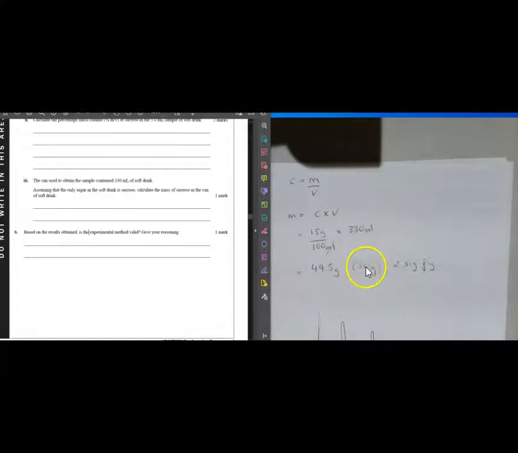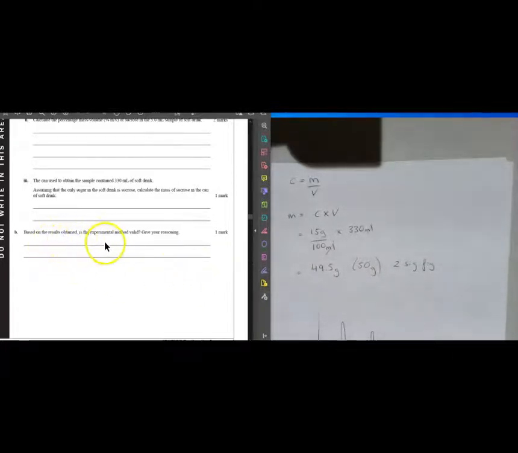The answer really should be in significant figures, I should say, not decimal places. Significant figures, because your original concentration was 2 significant figures, so that would round up to 50.